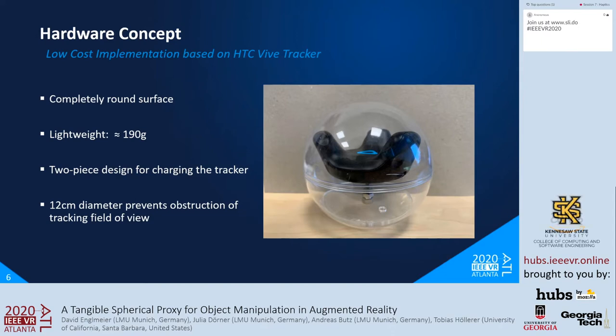It's also quite lightweight, with a total weight of 190 grams, and the tracker being the heaviest part of the construction. There are approaches that use 2 trackers on the inside, but we hardly encountered any tracking errors if we only used one. The two-piece design conveniently allows us to charge the tracker or exchange the tracker if needed, while the 12 cm diameter not only allows the device to be easily held in one hand, but also prevents the users from completely obstructing the tracking sensors.